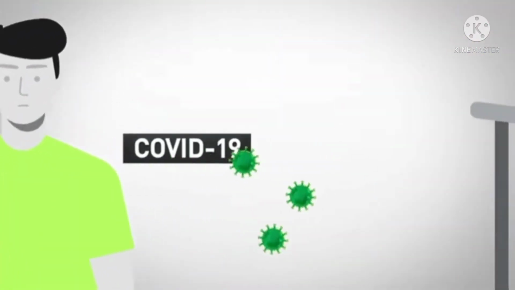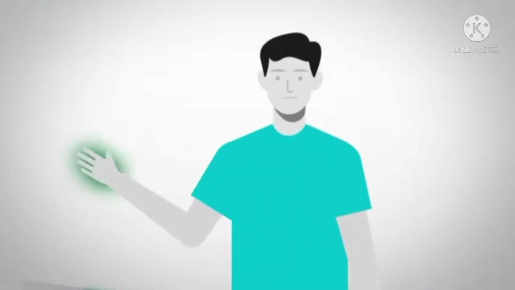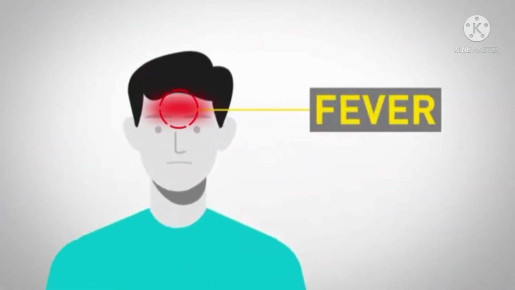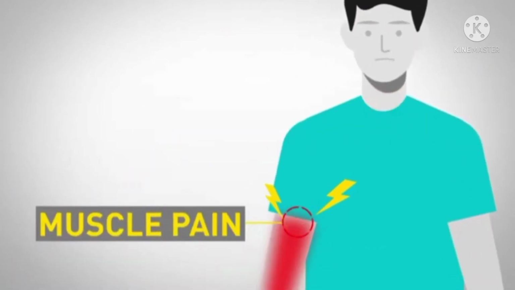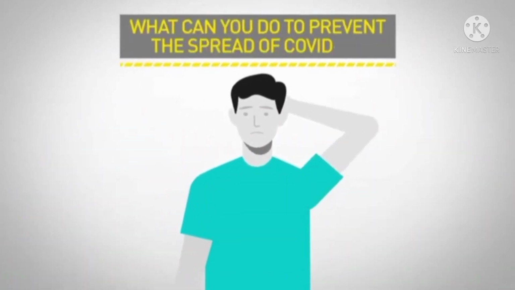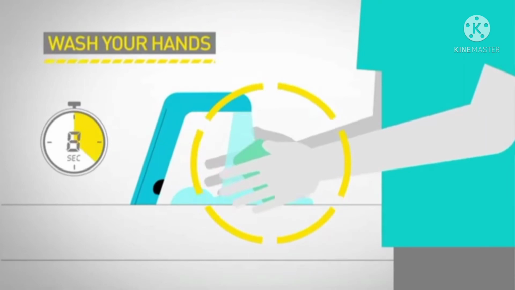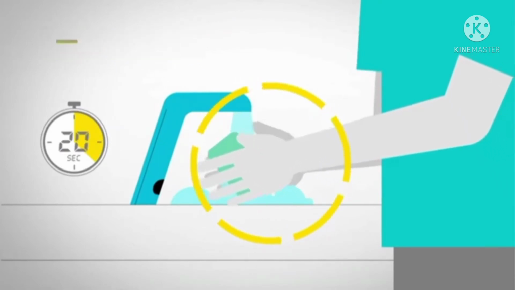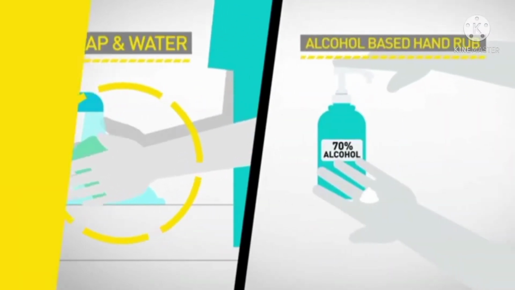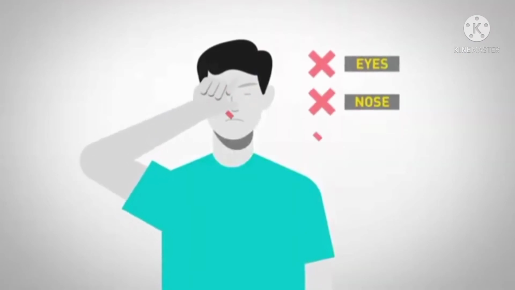COVID-19 is a disease caused by the new coronavirus. Know the symptoms. They include fever, coughing, muscle pain, shortness of breath. What can you do? Wash your hands frequently with soap and water for 20 seconds or use an alcohol-based hand rub. Avoid touching your eyes, nose, and mouth.